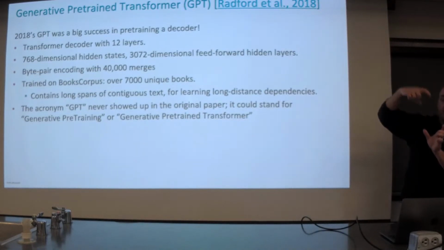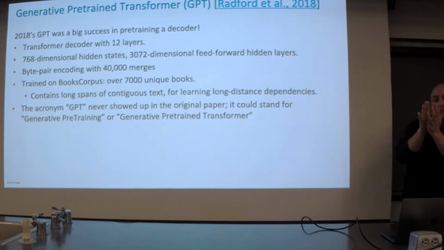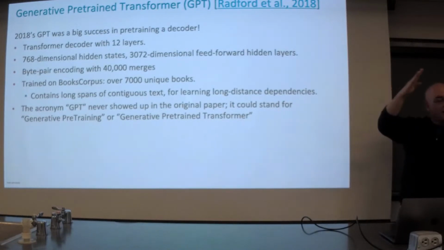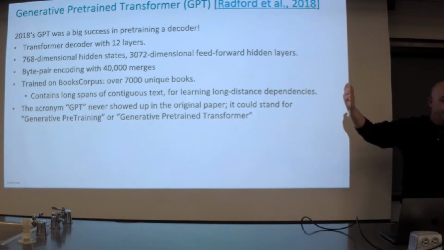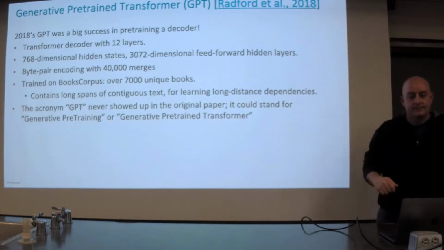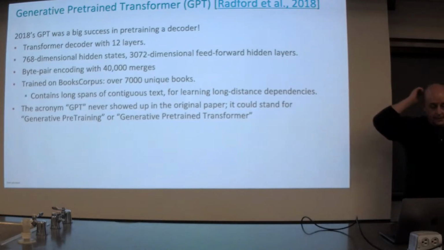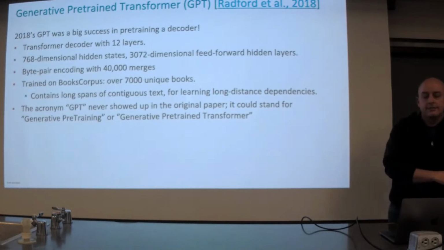For the self-attention layers, and then this feed-forward layer where you expand the dimension and then contract it back again, that had dimension 3072. So again, it's this expansion feed-forward layer.